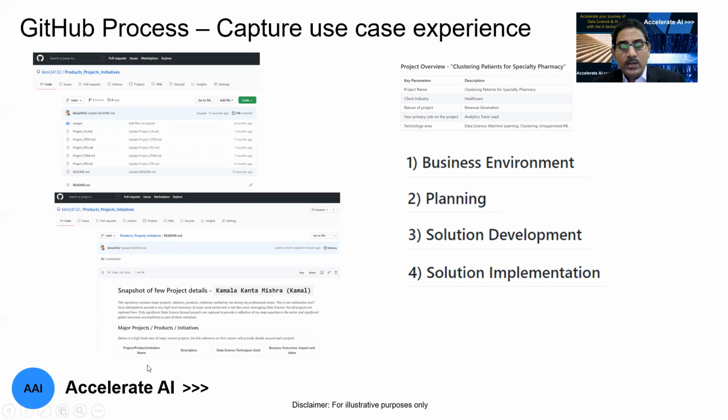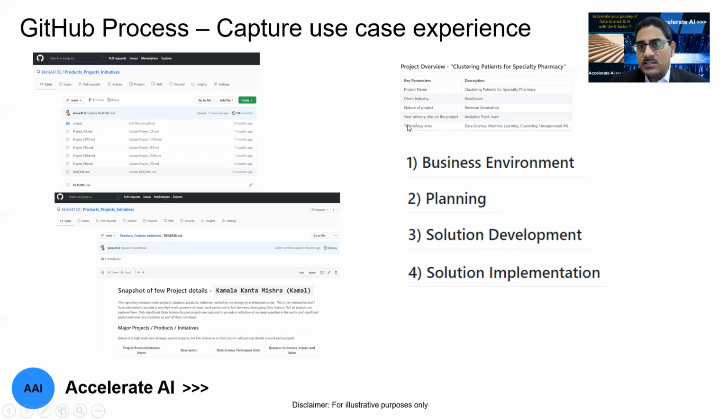So that's one. And then once you go to each and every project, let's say you have listed down 5 projects, and one of the examples we have shown is, if you go to that particular page, you can create project1.md, project2.md. MD stands for markdown file. And there you can have each of the projects in a respective readme MD file. Here you can mention the project name. For example, we have given an example of clustering patients for specialty pharmacy. You can do that, and the client industry, whether it is healthcare or something else, you can mention.